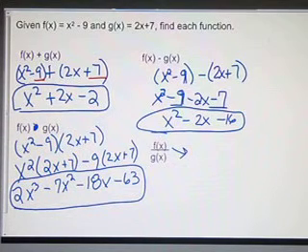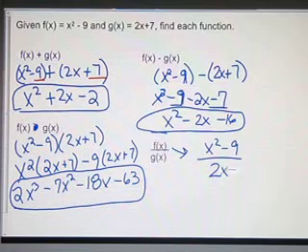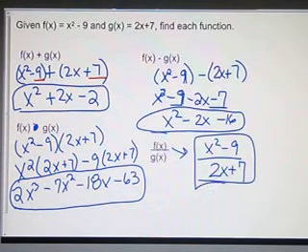Last is a lot about rewriting it. f of x goes in the numerator, x squared minus 9. 2x plus 7 goes in the denominator. We don't want to simplify that at all, or it doesn't really do us much help to simplify it. Circle it and move on.